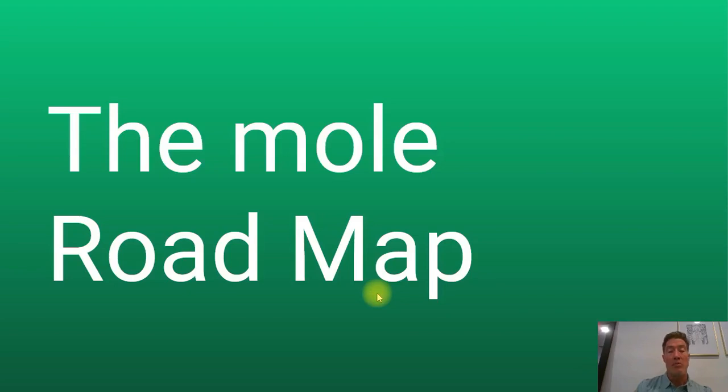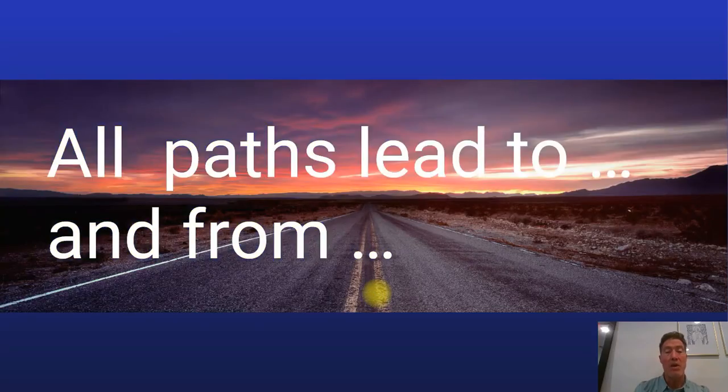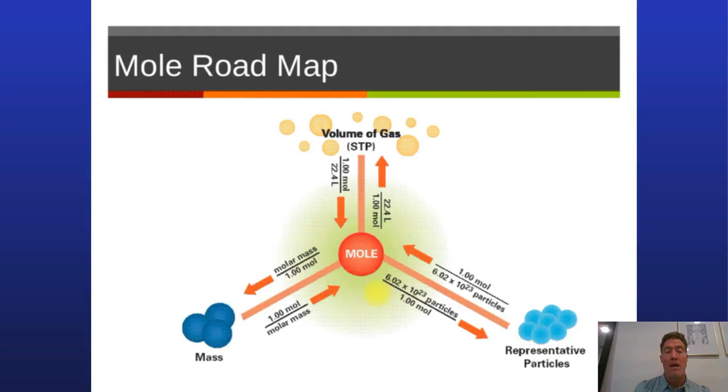The mole roadmap. All paths lead to and from the mole. I call this the mole roadmap or mole island. Basically, with the mole, we can convert from mass to mole using the molar mass, and then from mole to number of particles by multiplying that by Avogadro's number. So if I have 1 mole of something, I multiply it by Avogadro's number to tell me how many representative particles I have. Or if I have a super high number, I divide it by Avogadro's number to tell me the number of moles.